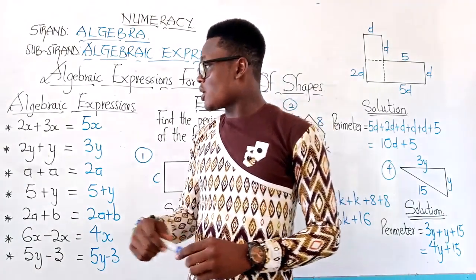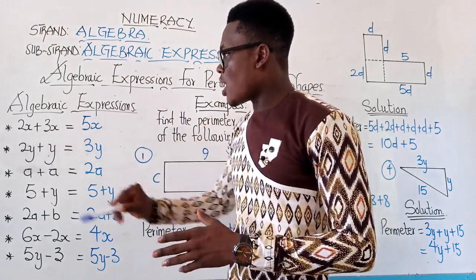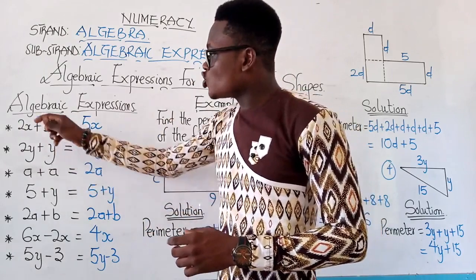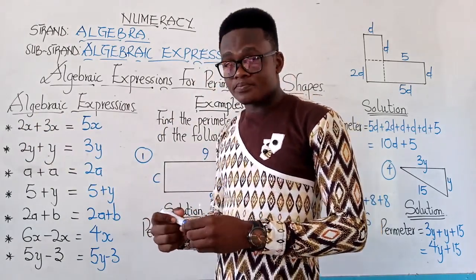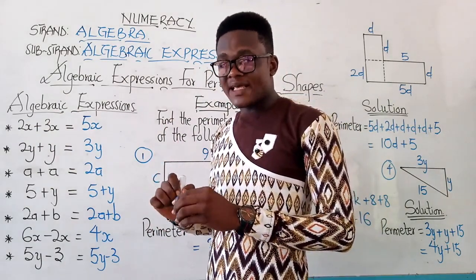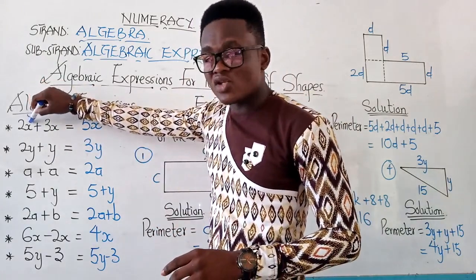Now let's move on. So we have 2x plus 3x. Now 2x over here, as we learned last week, means what? 2 times x. We don't normally use the division sign and the multiplication sign in algebra. So when you see something of this sort, it means what?